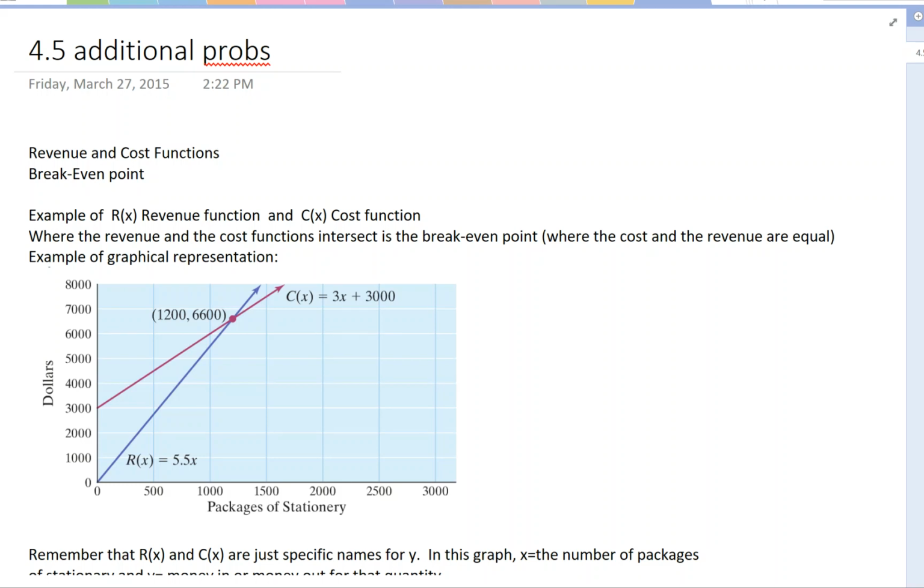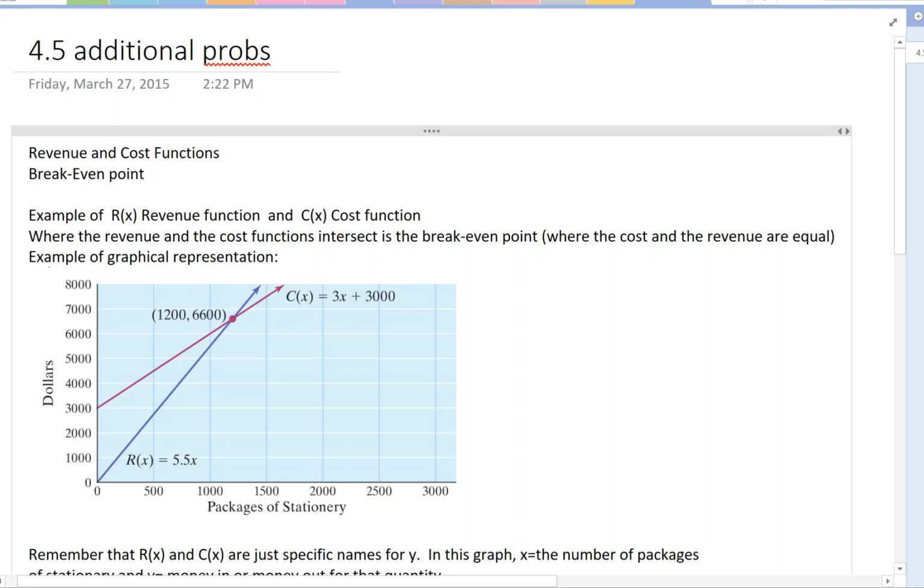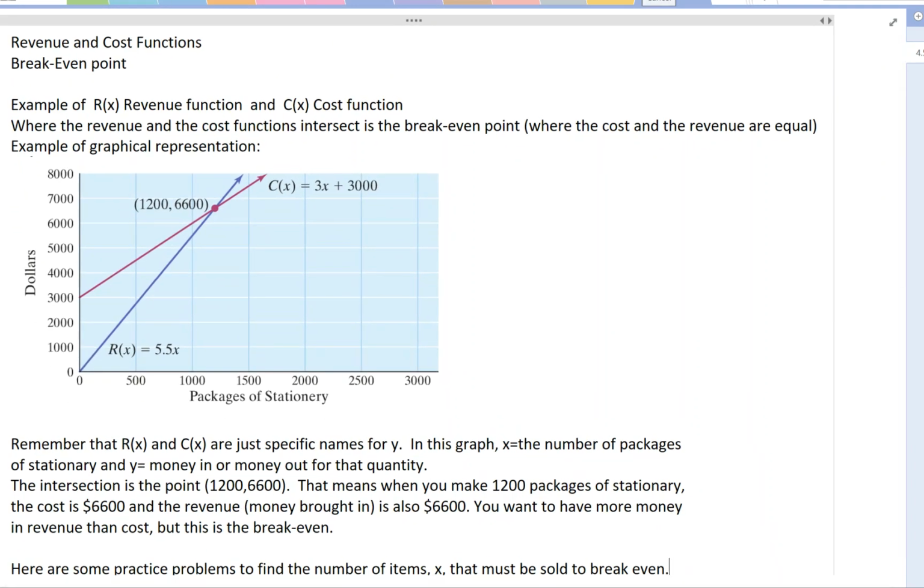This time, we're going to add a couple of ideas to section 4.5, solving word problems using systems. These are additional problems called revenue and cost problems and finding the break-even point. I have an example from your textbook that shows a graphical representation.